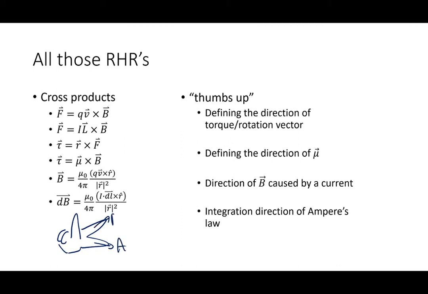A cross B gets me C. So by looking at the form of the equation I have, I know that this is my thumb, that's my index finger, that's my middle finger. That's my thumb, index finger, middle finger, right? So that's all consistent. As long as you know the order of the dot product you're dealing with, then you can just use the three-finger way.